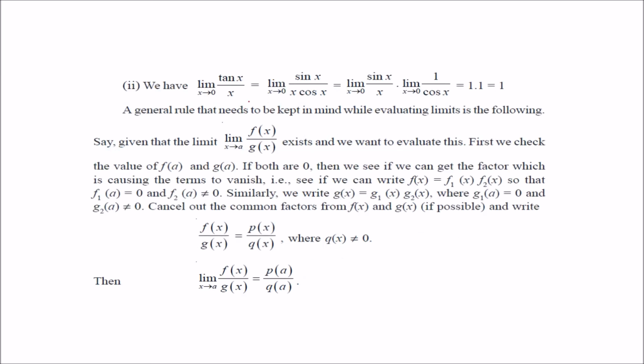Next is tan x by x. Tan x can be written as sin x by cos x. And you take this individually, this individually. This was 1, this cos 0 is 1. So this is 1, 1 into 1 is 1. Right? So this was one more part of the limits and derivatives.